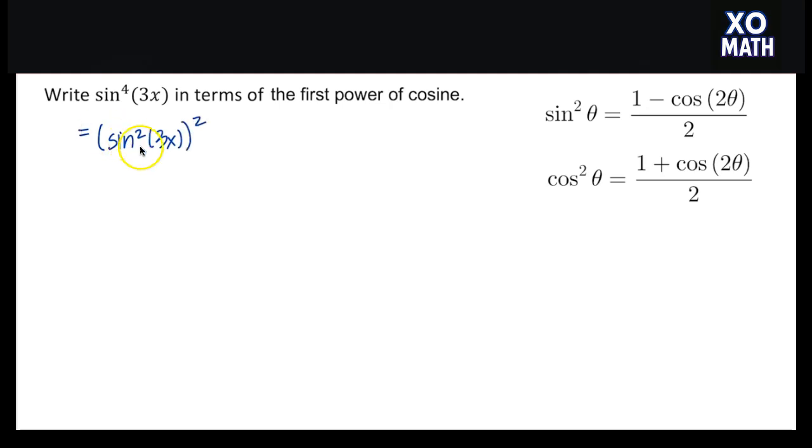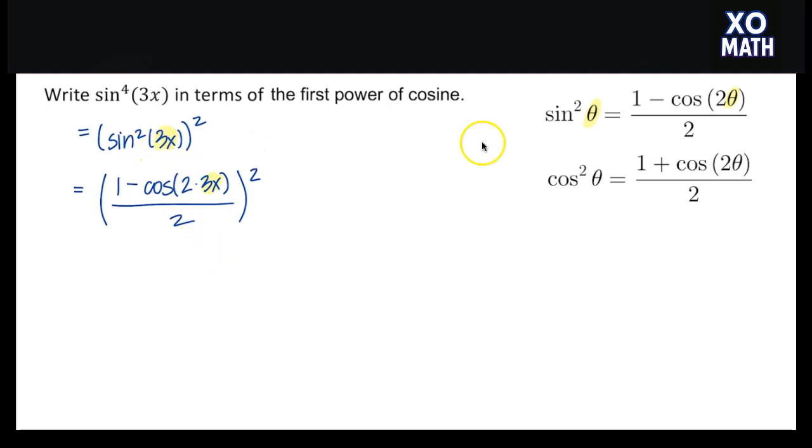squared. And now, sine squared of 3x, we can look to our power reducing formula, and in the place of theta, we have our 3x. So when we apply our formula here, we're going to have in this set of parentheses 1 minus cosine of 2 times 3x, and then all over 2 squared.